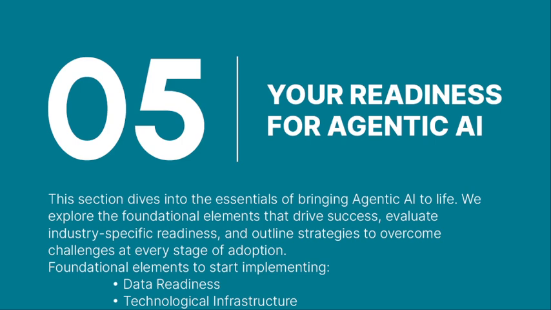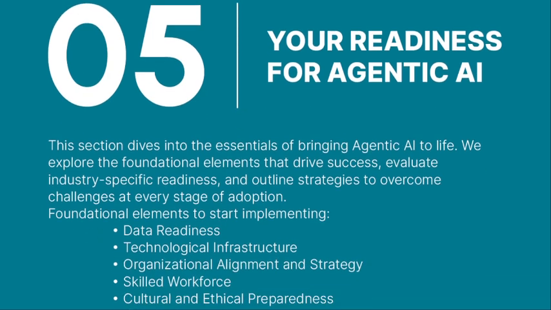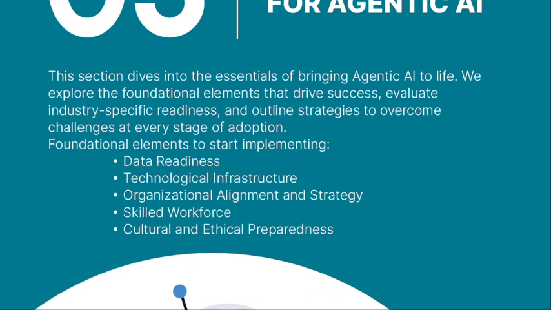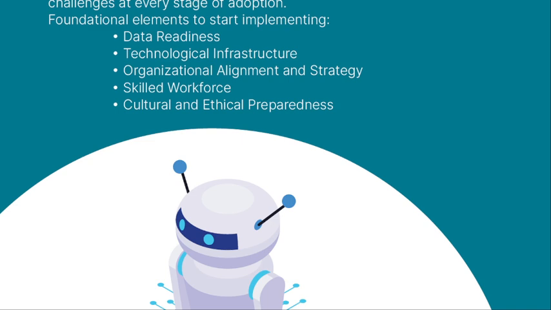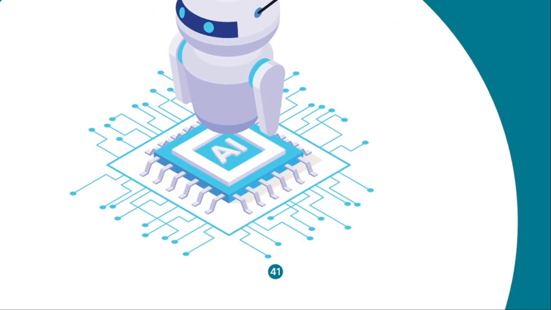Your readiness for agentic AI. This section dives into the essentials of bringing agentic AI to life. We explore the foundational elements that drive success, evaluate industry-specific readiness, and outline strategies to overcome challenges at every stage of adoption. Foundational elements to start implementing: data readiness, technological infrastructure, organizational alignment and strategy, a skilled workforce, and cultural and ethical considerations.